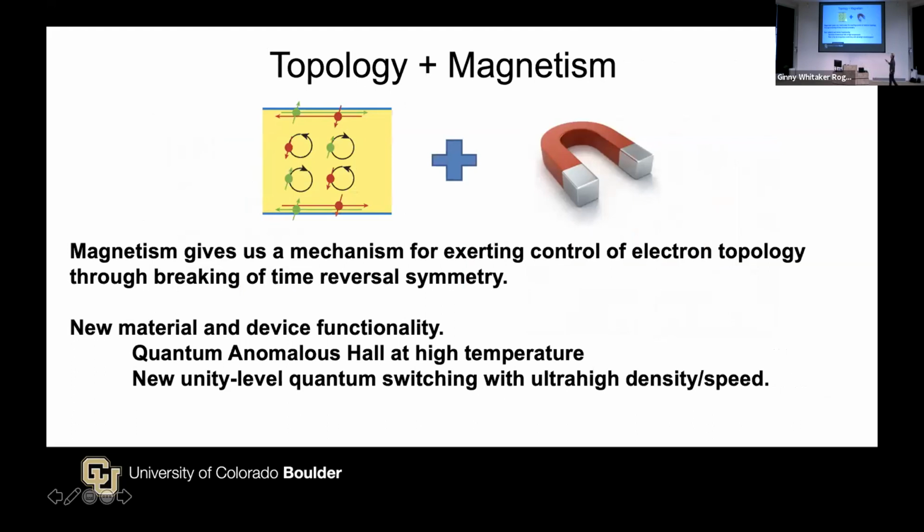Summary again, using topology plus magnetism gives us a mechanism for exerting control of the electron topology through breaking of time reversal symmetry. Can bring new materials and device functionality with these two examples.